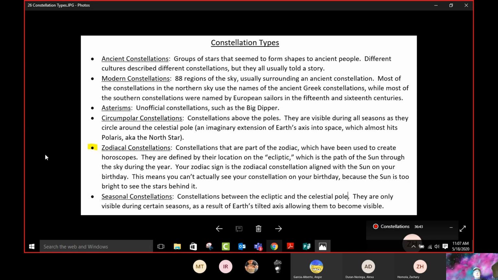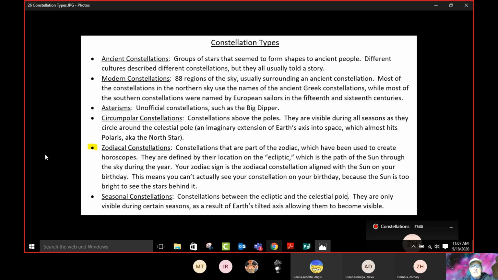So these are the constellations that are part of the zodiac. And of course, this has been used for the last several thousand years to create horoscopes. And they are defined because they're located on the ecliptic. That's the path of the sun through the sky. All the zodiac signs are on the ecliptic.